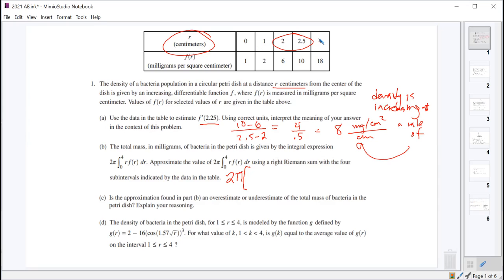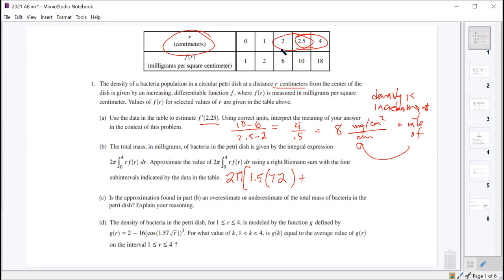And we're doing a right Riemann sum, so we're first going to do 4 to 2.5. So from 4 to 2.5, what's the length of that subinterval? Should be 1.5, right? And what is R times F of R when R is 4? That's 4 times 18, right? Which is 72.